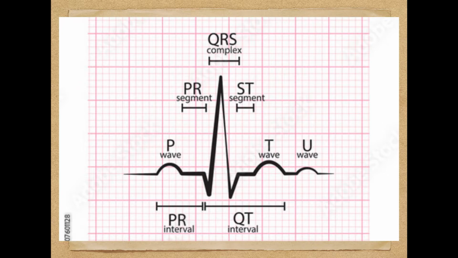Coming to the segments or intervals, the initial important interval is the PR interval. The PR interval is always measured from the beginning of the P wave to the first deflection of the QRS complex. The QRS duration is always measured from the first deflection of the QRS complex to the end of the QRS complex at the isoelectric line. Next comes the QT interval, which is measured from the first deflection of the QRS complex to the end of the T wave at the isoelectric line.